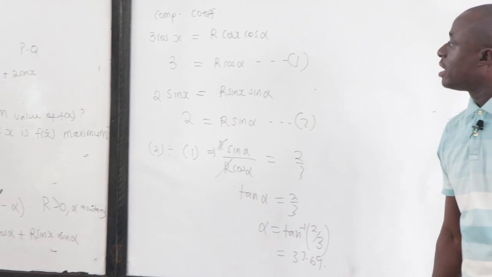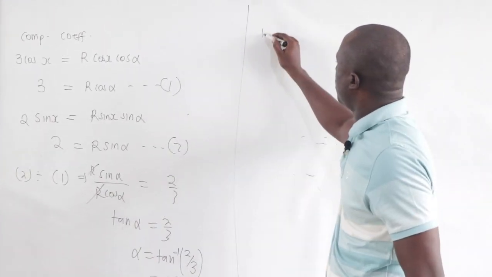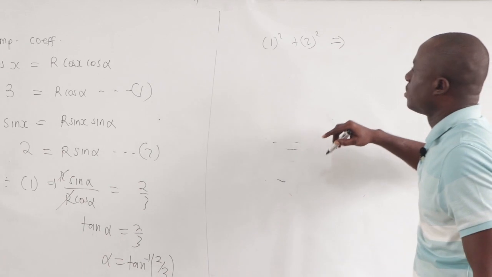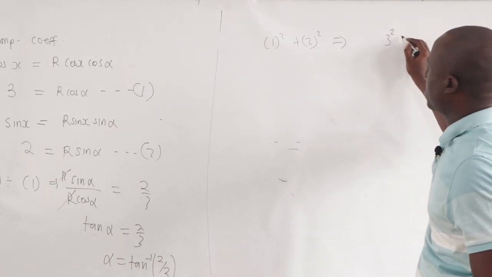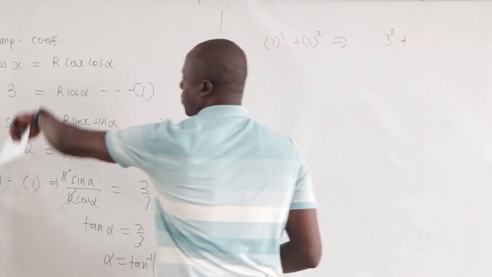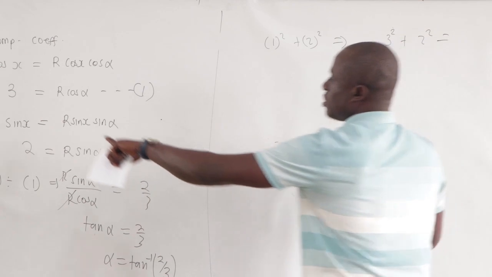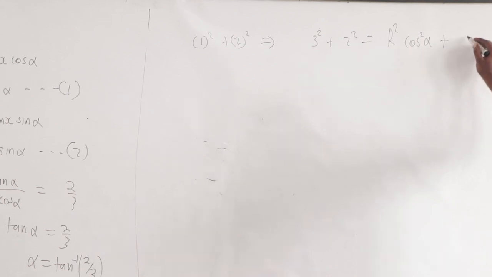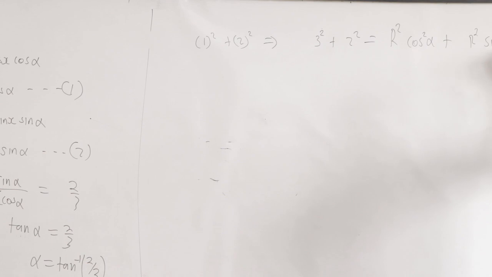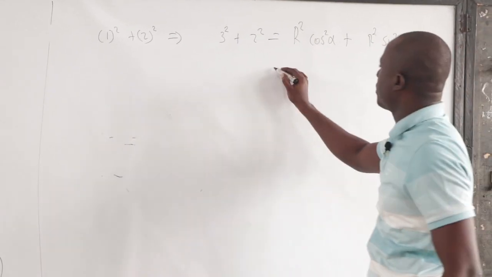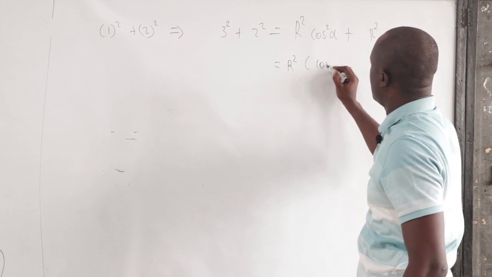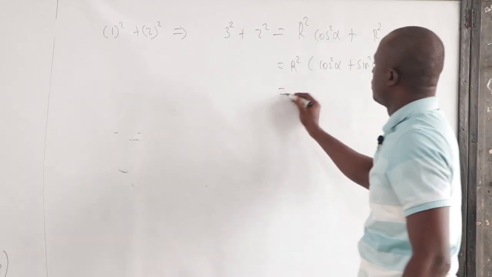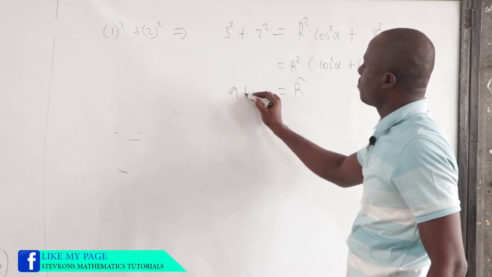We also have to find our r. How can we find our r? Now let's square 1 and 2, then add: 1 square plus 2 square. Now 1 square is going to be 3 square, plus 2 square, equal to r square cos square alpha plus r square sin square alpha. R square common, factorize it out. What is left? Cos square alpha plus sin square alpha, which is 1. So you have r square equal to 3 square, that is 9, plus 4. That's 13.